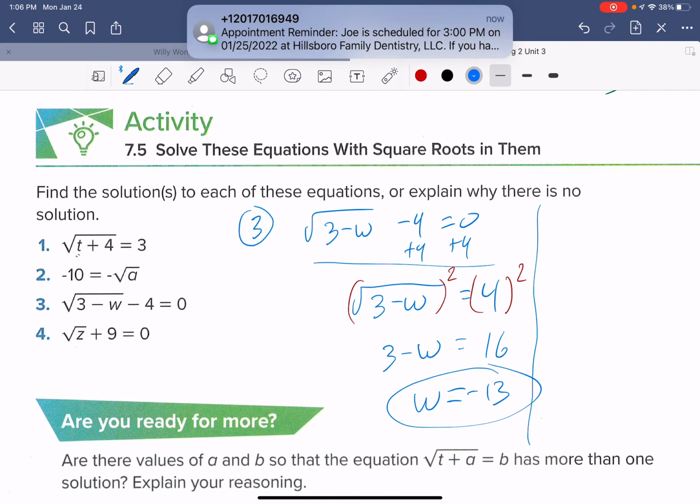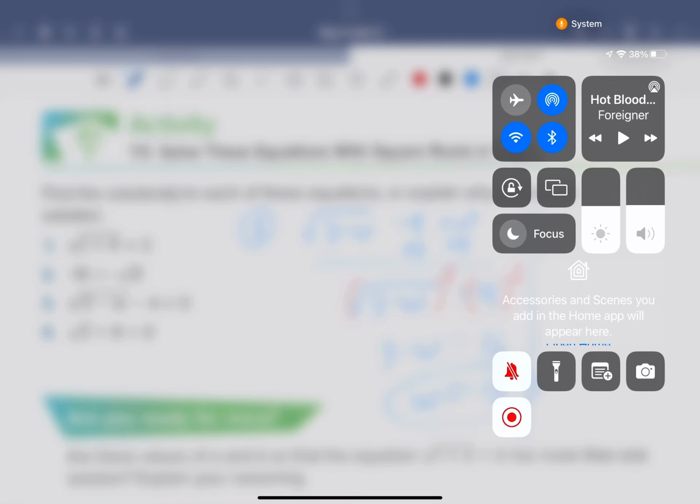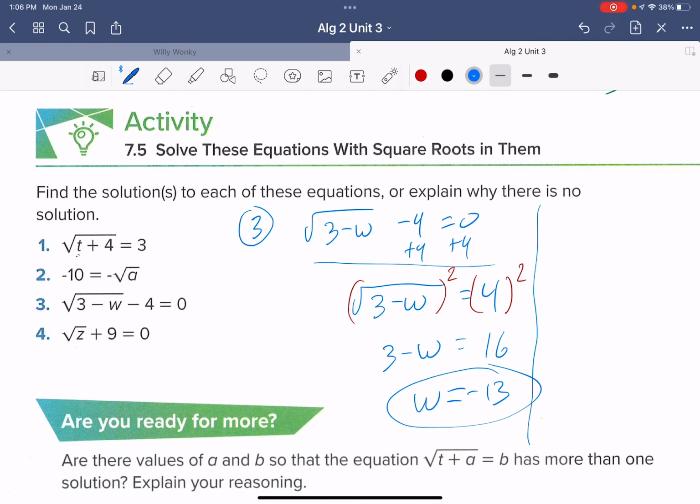And the last one is really easy. I thought I had do not disturb on. I do have do not disturb on, yet I got a text message from the dentist. Oh well.